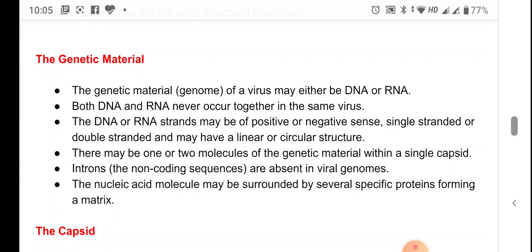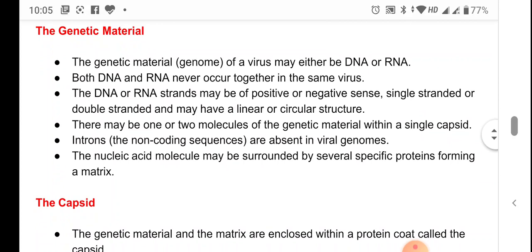Then there may be one or two molecules of the genetic material inside the capsid. One or two copies of the genetic material will be there. And introns are altogether absent in viral genomes. Introns are non-coding sequences that we find in genetic material, and these are altogether absent in viral genomes. And the nucleic acid molecule will be surrounded by specific proteins, forming a matrix. So this is about the genetic material.